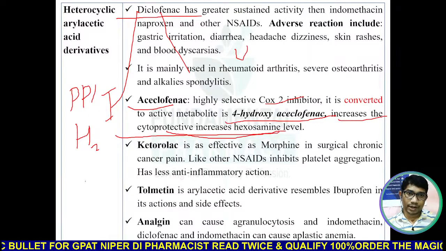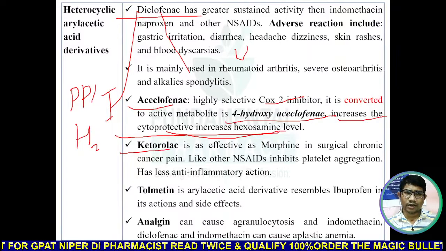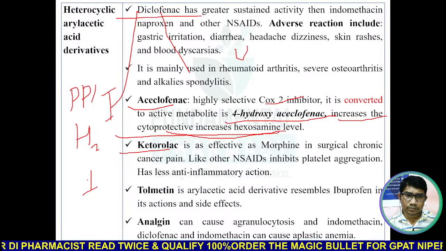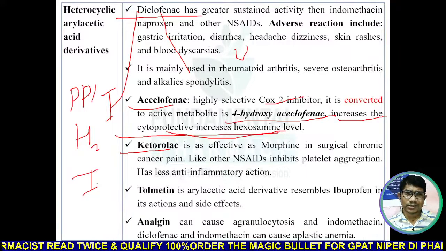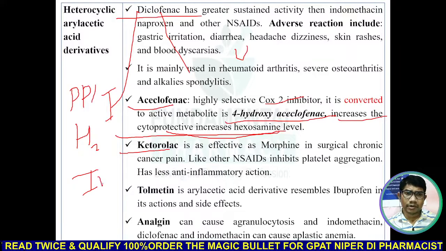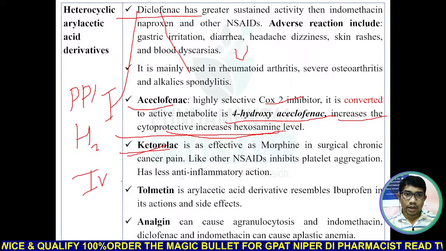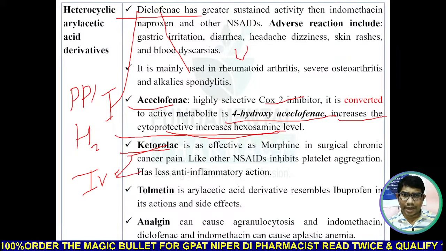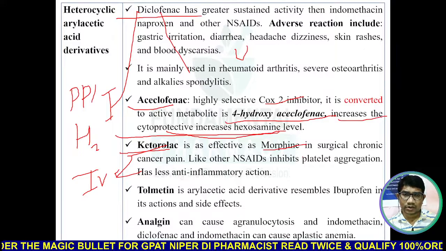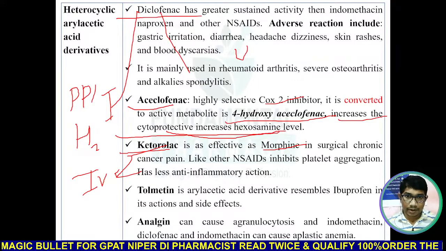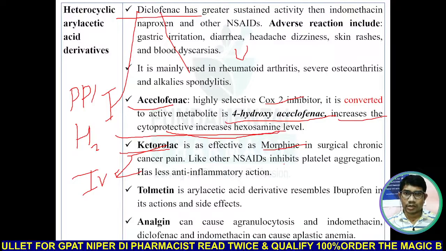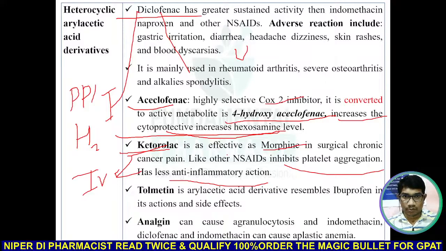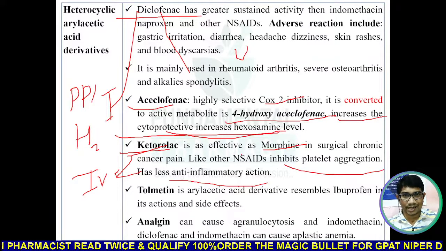Now next drug है ketorolac. Ketorolac is the only NSAID which is available for intravenous injection. Remember, ketorolac is the only NSAID available for intravenous injection. Now it is as effective as morphine in surgical and chronic cancer pain. Like other NSAIDs, it also inhibits platelet aggregation, and it has less anti-inflammatory activity. It is equipotent to morphine as an analgesic but less anti-inflammatory.